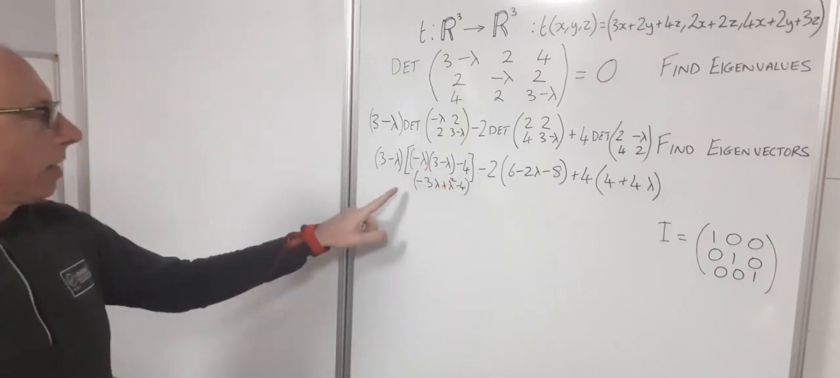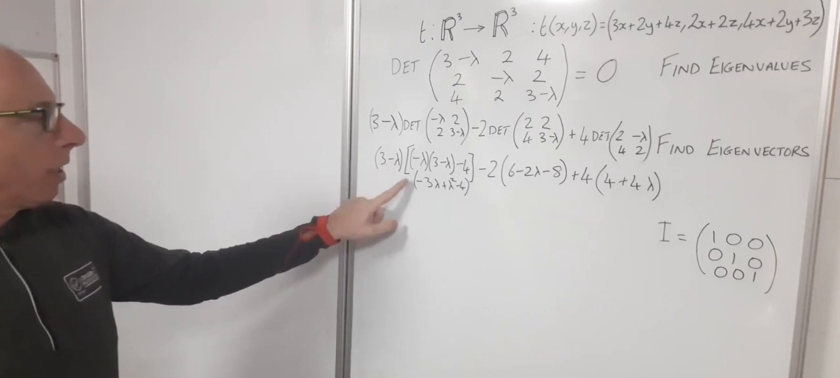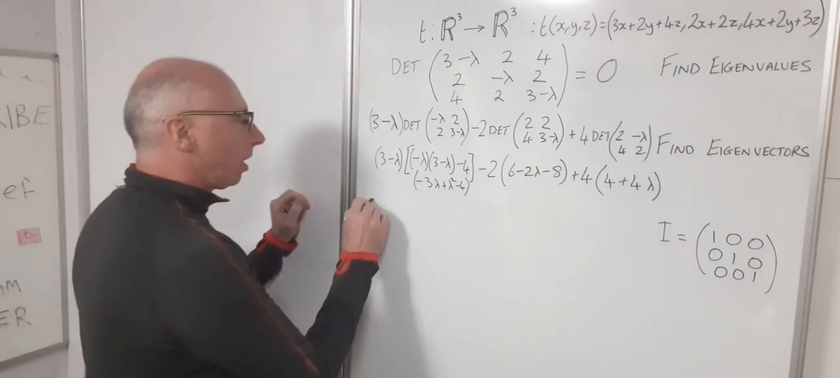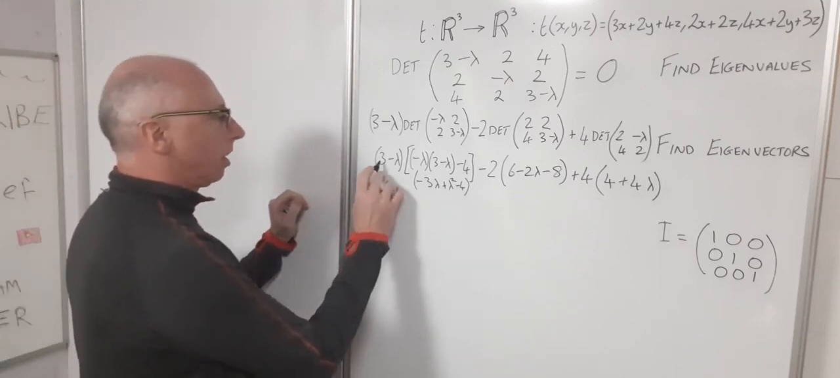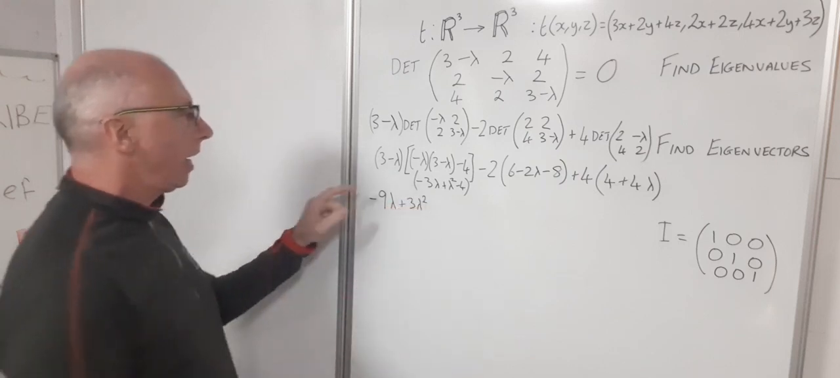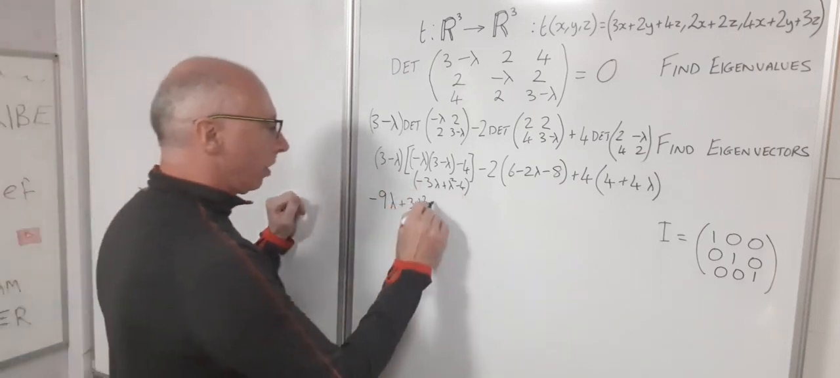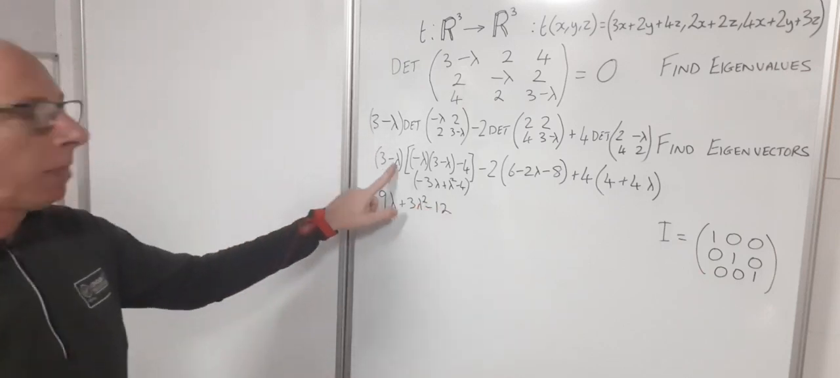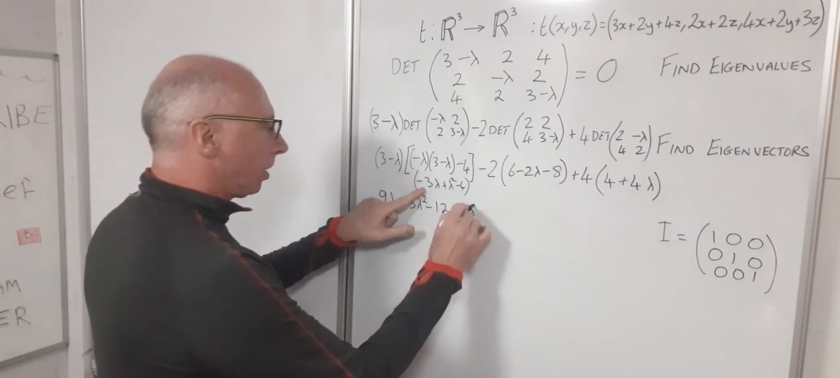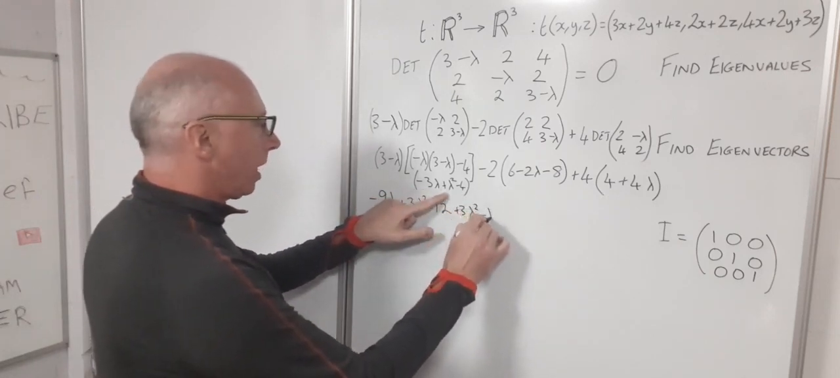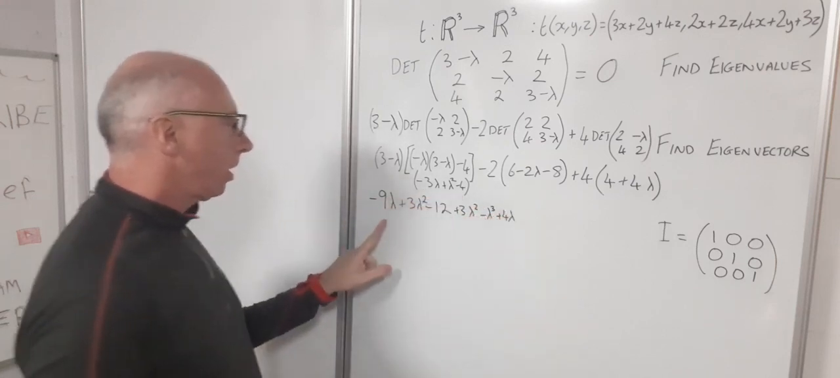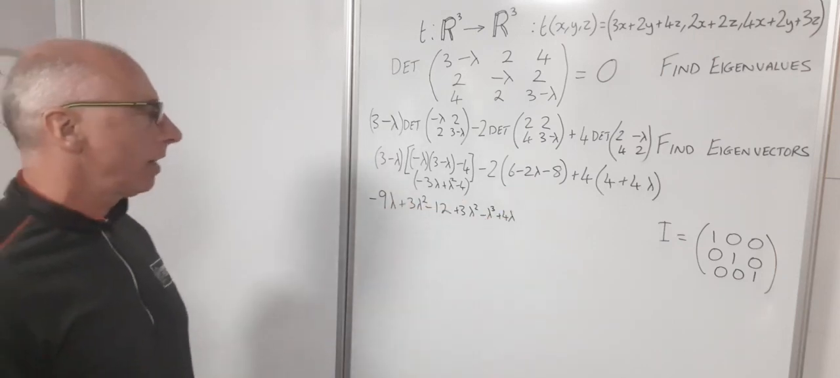Okay, now 3 minus lambda multiplied by all this, let's multiply all of these by 3. So now I've got minus 9 lambda plus 3 lambda squared, and 3 times minus 4 is minus 12. So that takes care of that. And then minus lambda through all of these. So now I'm going to get plus 3 lambda squared minus lambda cubed and plus 4 lambda. So 6 terms. Okay, so we know we got to the end of that one.